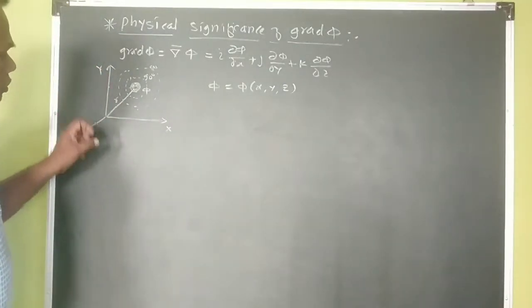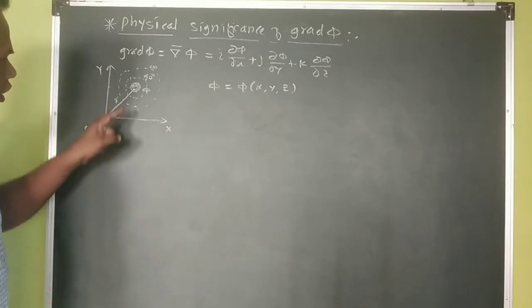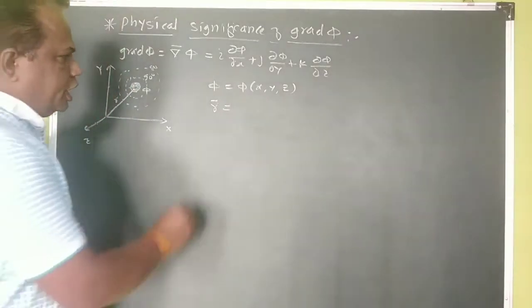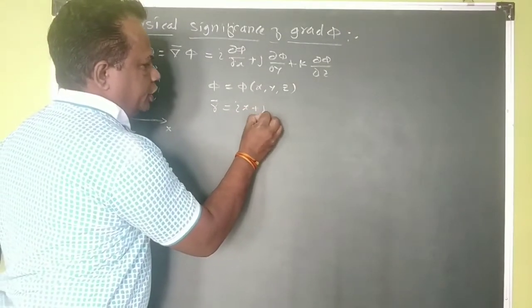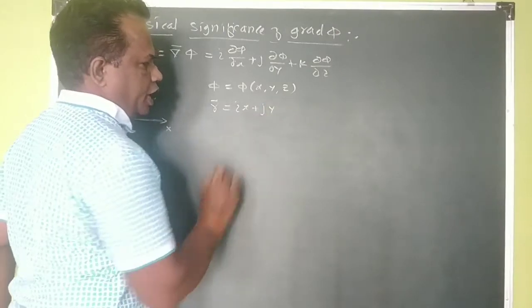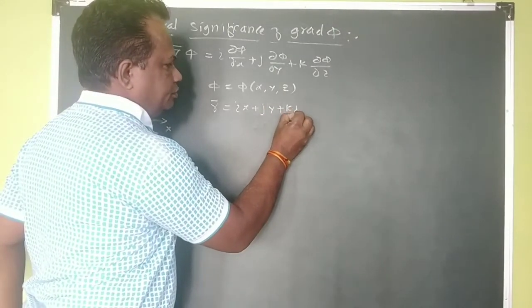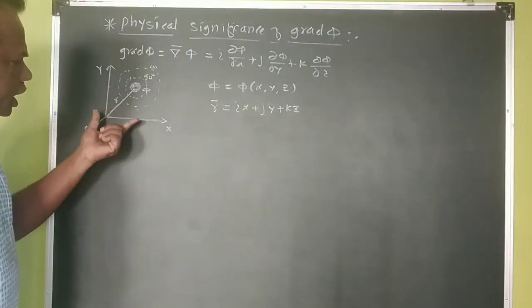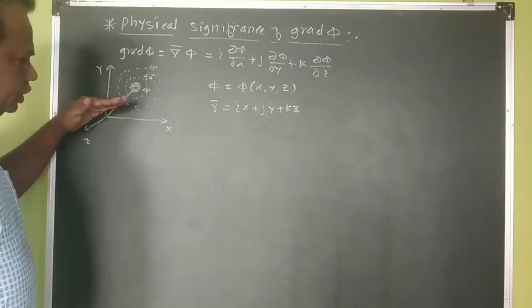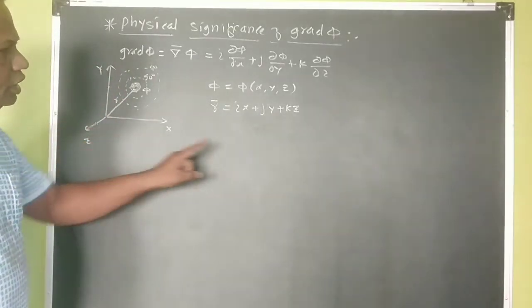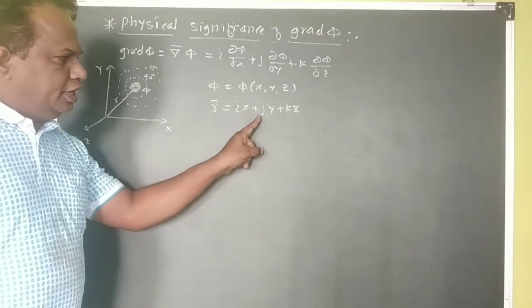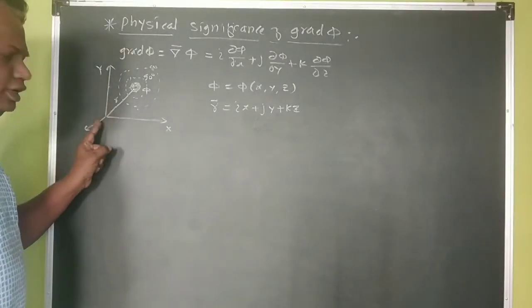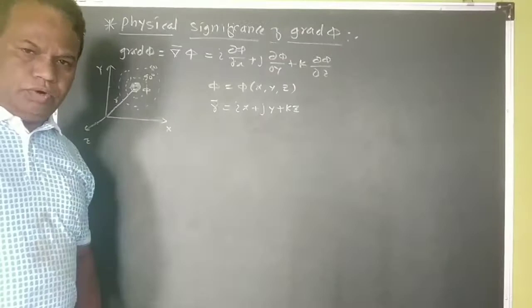Now we are going to represent r as the position vector of this body. So you can write r bar is equal to i x plus j y plus k z. You know that. What is the position vector r? R can be in this direction i x, in this direction j y, and in the z direction k z, where i, j and k are the unit vectors along the x axis, y axis and z axis. So this is the position coordinate.